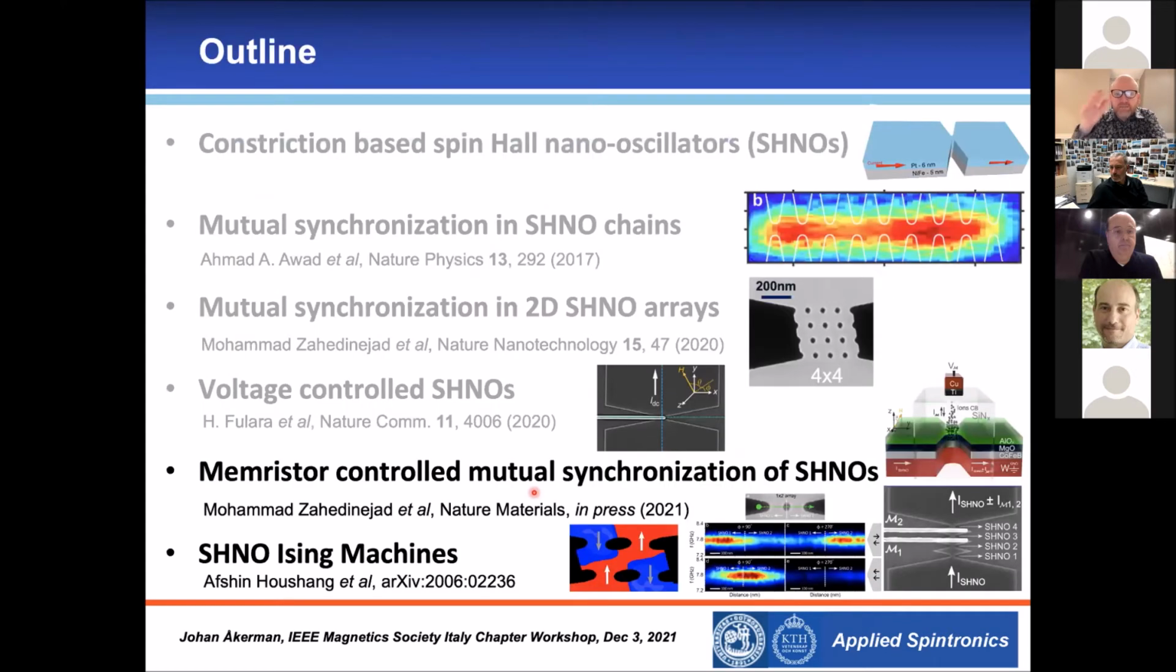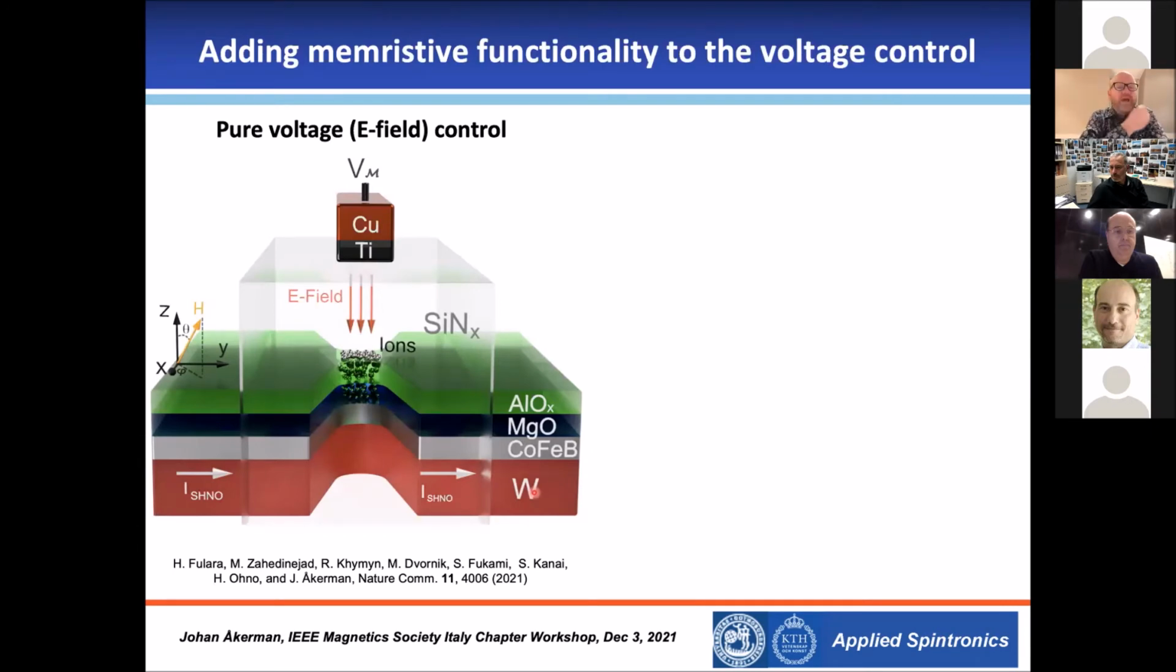Now we'll come to the most recent results, and what I just showed with the individual control can be drawn like this. We have a device which we use in a pure voltage regime. So it's an E field governed change of the anisotropy in the cobalt iron boron. But this element here can be given memristor functionality. So in this pure voltage control, it's actually a memristor in its high resistance state. So it's about 1 gigaohm, and there is a very small leakage current going through it, and we control the device through the voltage only.